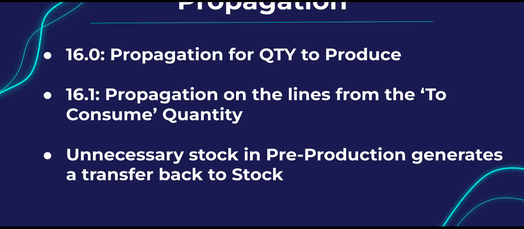What we now have additionally to that is that we also have propagations on component level. So that means that if we change a quantity manually on component level, it will also trigger a propagation to your transfers. Not only that, from now on, you will also be able to directly get a transfer if the quantity that you picked was higher than what you actually ended up using for your manufacturing order, which is great because that way you don't have unnecessary stocks remaining in your pre-production. But we'll see how it works in a bit.